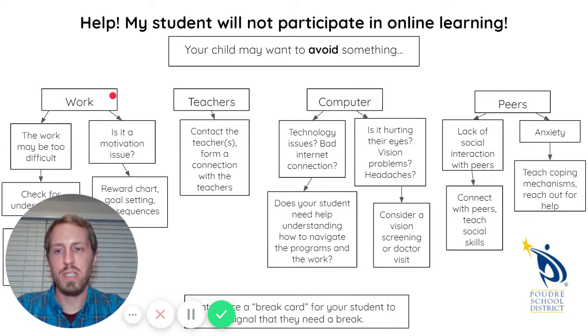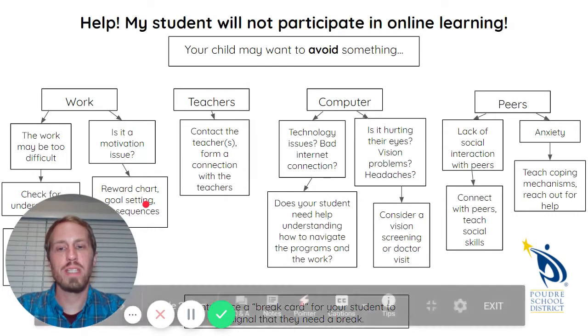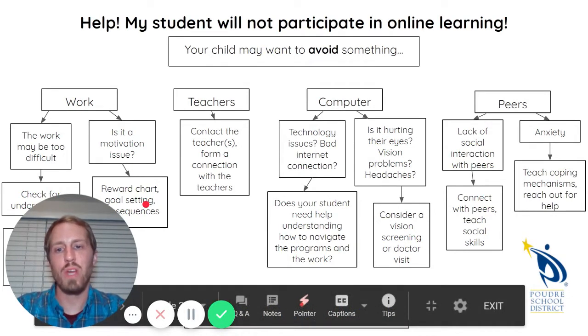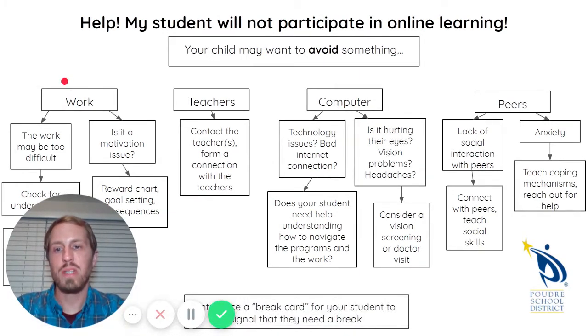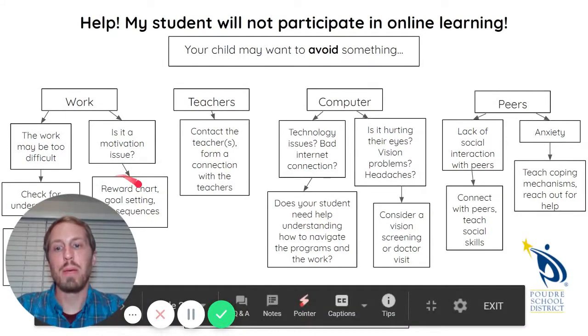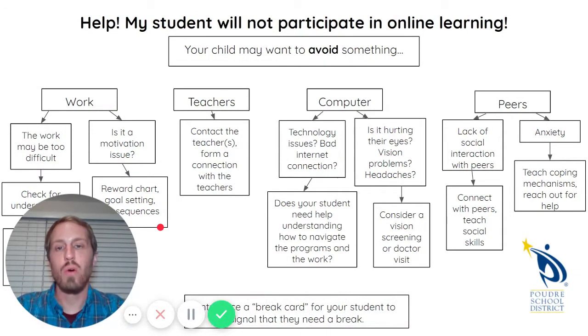And how this chart works is that you can look down the chart and see some reasons why they might be trying to avoid the work. And then the chart provides some ideas about things that you might do to help them out. So for example here, you could look at the work and say, oh, are they having trouble with motivation? And if that's the case, you might want to think about setting up a reward chart, setting some goals, or if those things don't work, even putting some consequences in place.